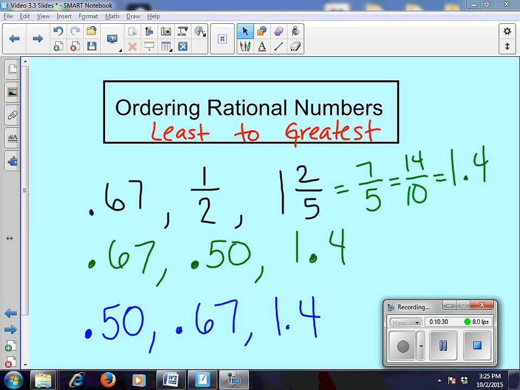I hope this video was helpful in reminding you how to change decimals to fractions and fractions to decimals. Remember to watch this video as often as you'd like in order to help you.